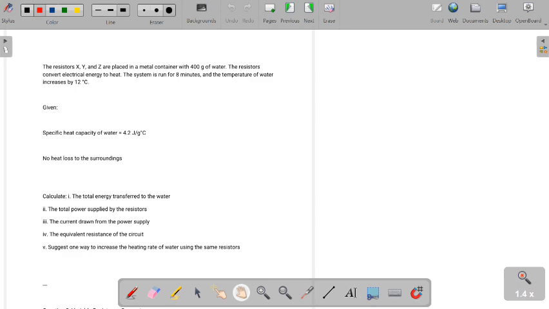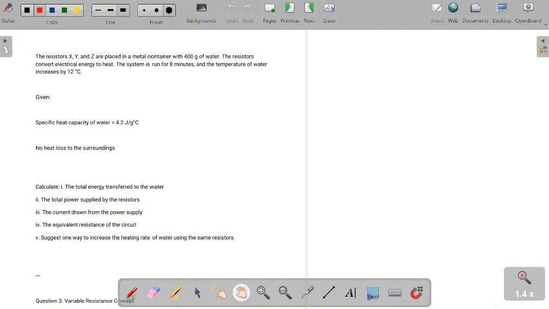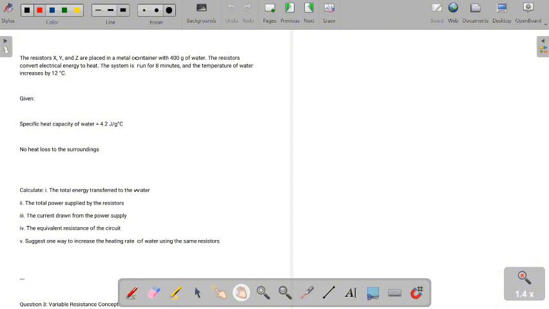Now, there's something that is missing here that we're going to talk about. I think this is something that I missed when formulating this problem. So let us dive into this. The first thing they want you to do is to calculate the total energy transferred to the water.